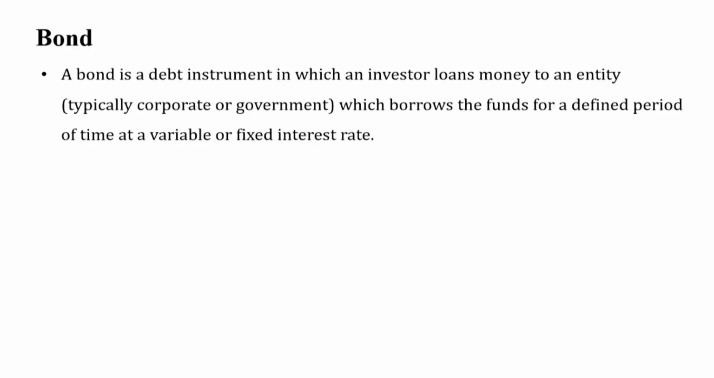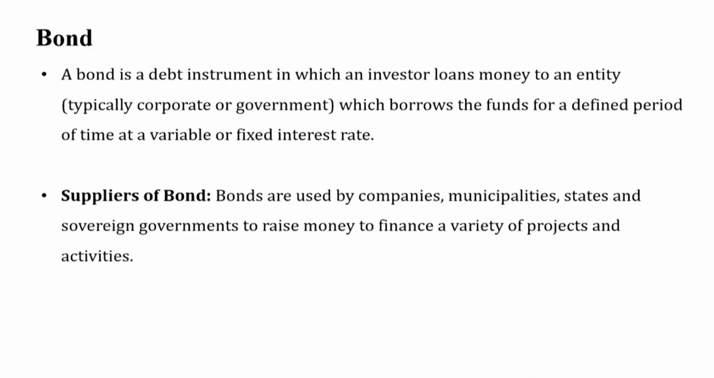The formal definition: a bond is a debt instrument in which an investor loans money to an entity, typically a corporate or government, which borrows the funds for a defined period of time at a variable or fixed interest rate. When it comes to bonds, the suppliers of bonds are those who are borrowing the money.